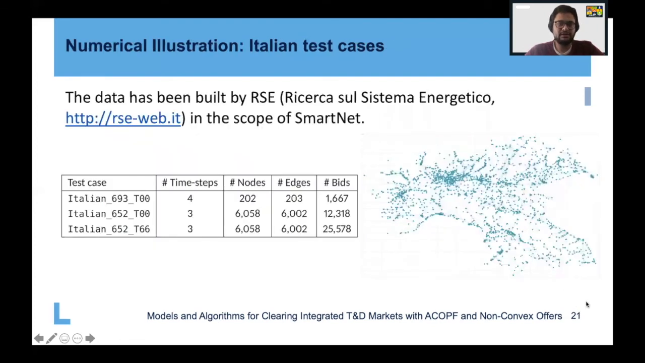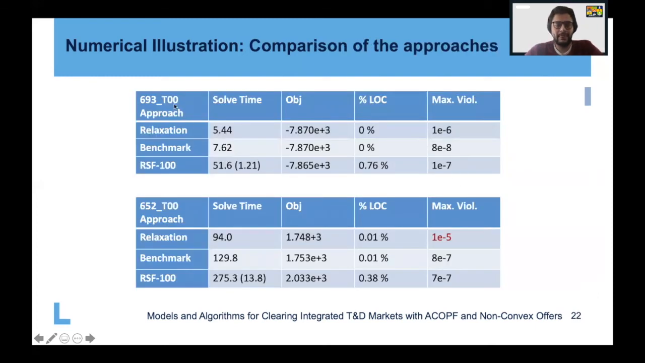Now we can discuss the numerical illustration to see how efficient the methods are. We use the dataset built in the scope of the SmartNet project, which is based on an Italian test system. So we have the first test system, which is kind of a toy example where we have a small network and a small amount of bids, and two other systems that are more realistic. To make the comparison, we report several things. We have each of the methods, and RSF 100 is the residual supply function with 100 points on the range of potential values at the interface.